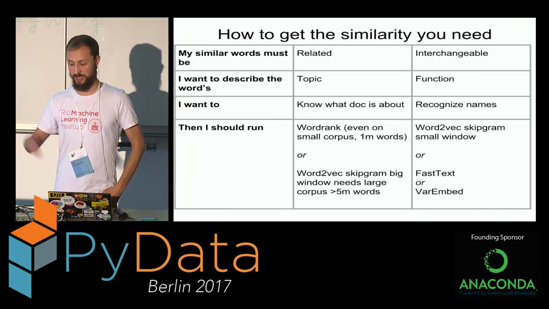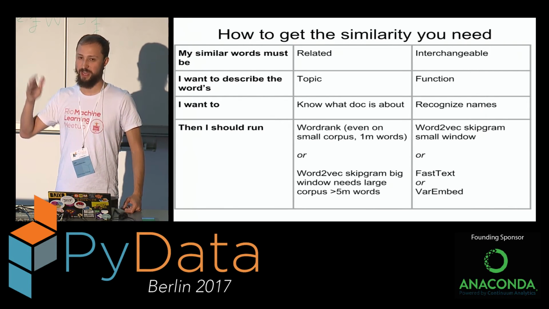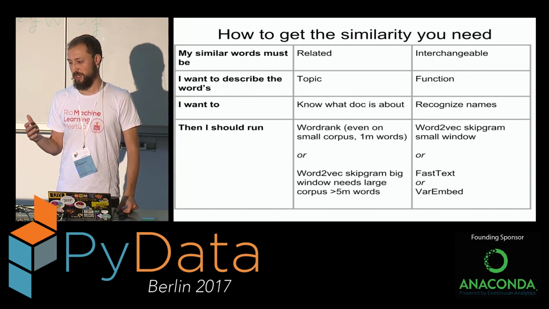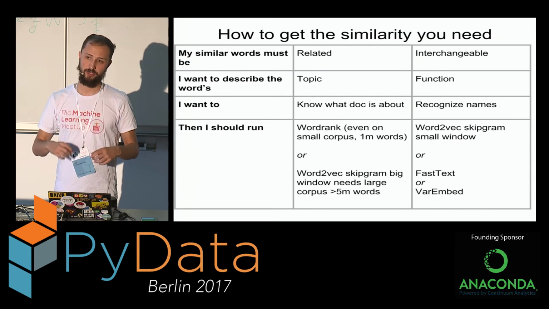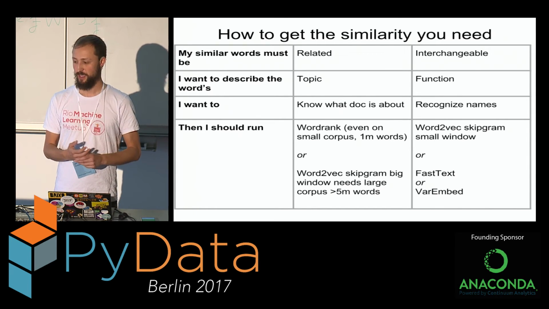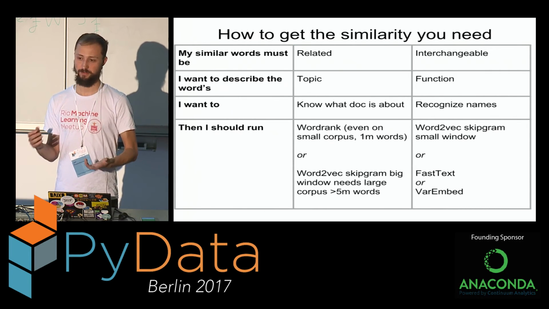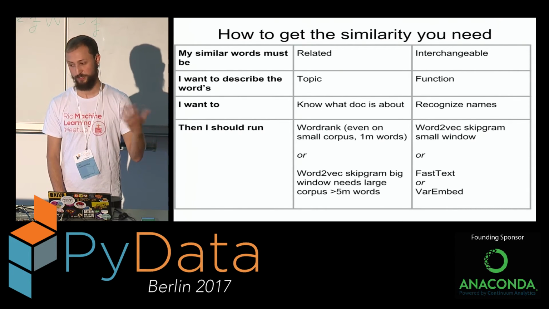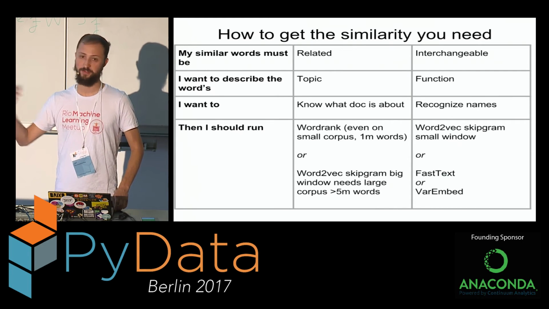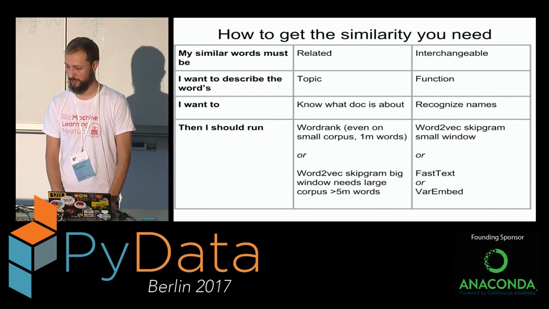Cool. And another problem is if you want to recognize names in your text, and you just care about the function of the word and what things it can be interchanged with, then you should use word2vec with a small window, or fasttext with a small window, and a small window equals 2. That's if you want to get different similarity, interchangeable words.